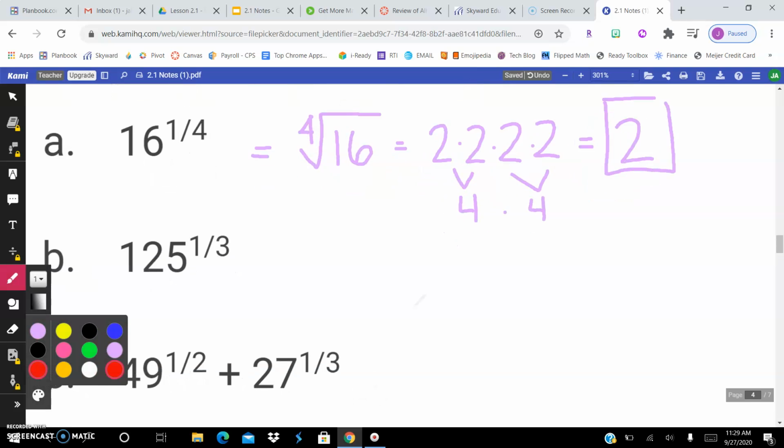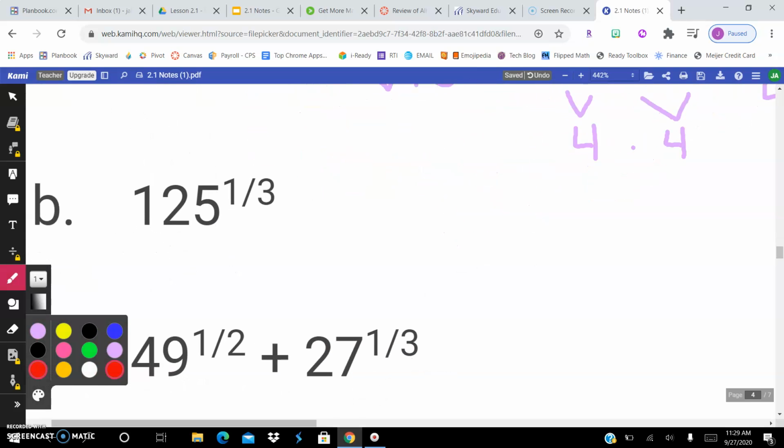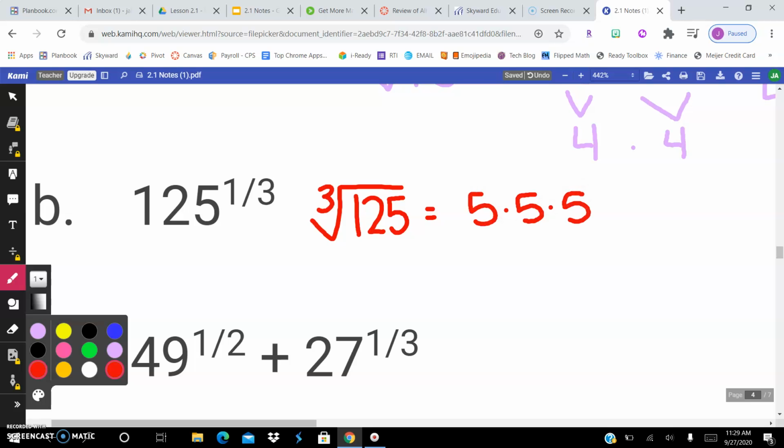The next one is 125 to the 1/3. So 3 is our denominator, so we're going to have to do a cube root of 125. So I have to multiply something together 3 times to get 125. And guess and check, I'm going to start off with a little bit bigger number, but not too much, because when we're multiplying, they grow pretty quickly. I'm going to try 5. So 5 times 5 times 5. We need 3 of them.